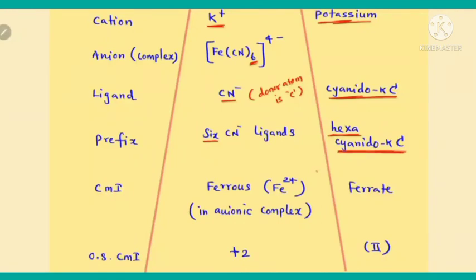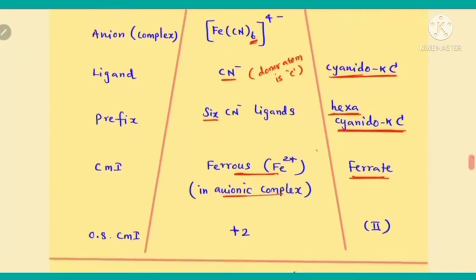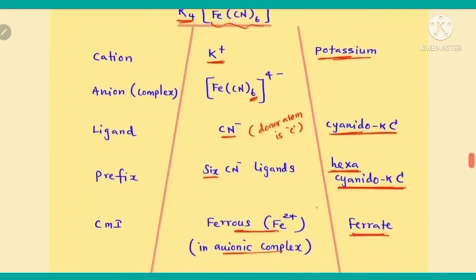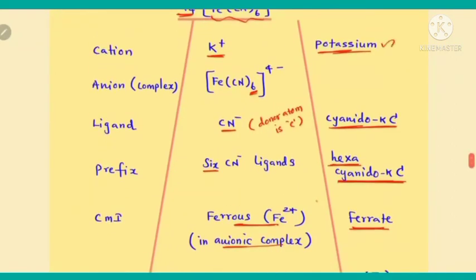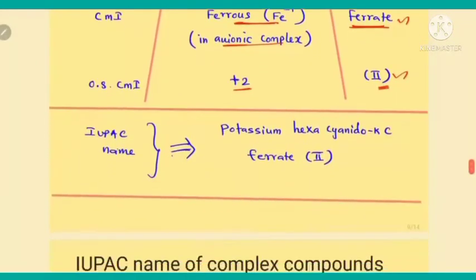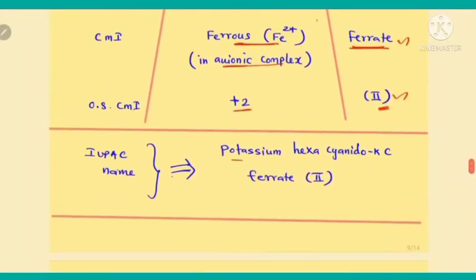Then we come to the central metal ion. Here the central metal ion is Fe2 plus, ferrous ion. It is present in an anionic complex, so the name should end with the suffix ate, so it is called ferrate. The oxidation state of the central metal ion is +2, so it is mentioned in Roman numerals. When you combine the names together, you get potassium hexacyanido-κC ferrate(II). That is the complete name of this complex.